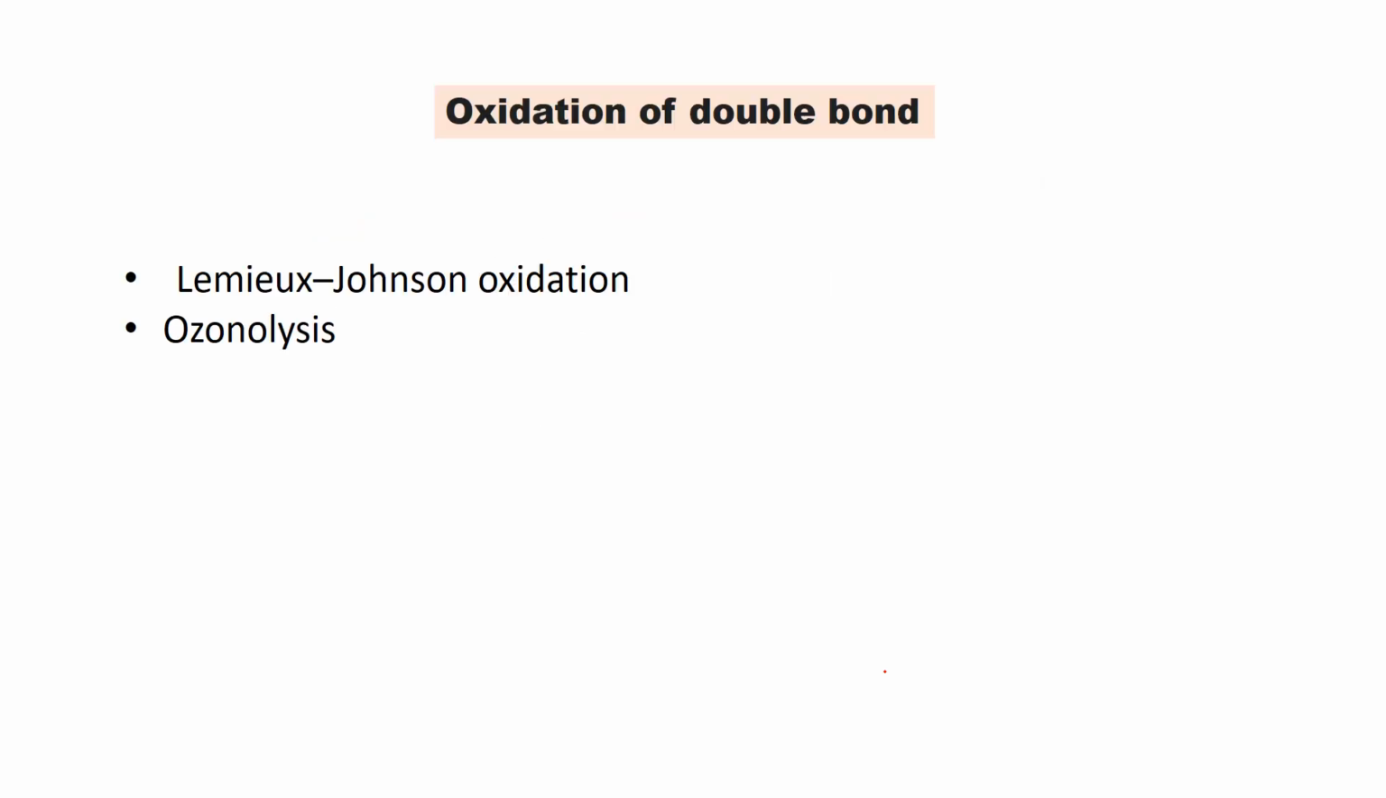Next we will discuss some reactions leading to the oxidation of double bonds. I am trying to mix up the questions so that you can get an idea of all the types of name reactions, and I am trying to cover only the important ones. First is Lemieux-Johnson oxidation and second is ozonolysis.